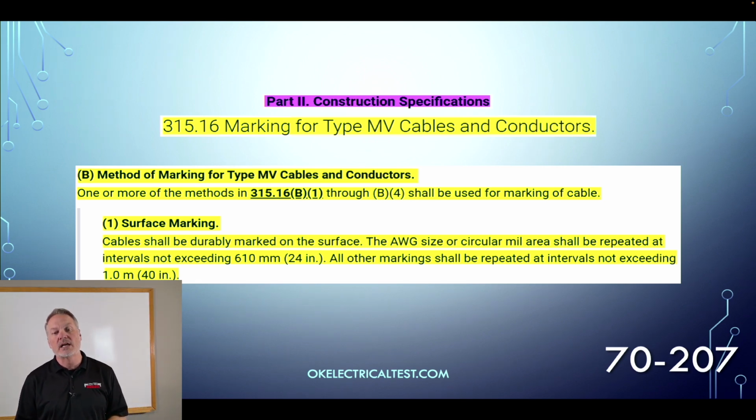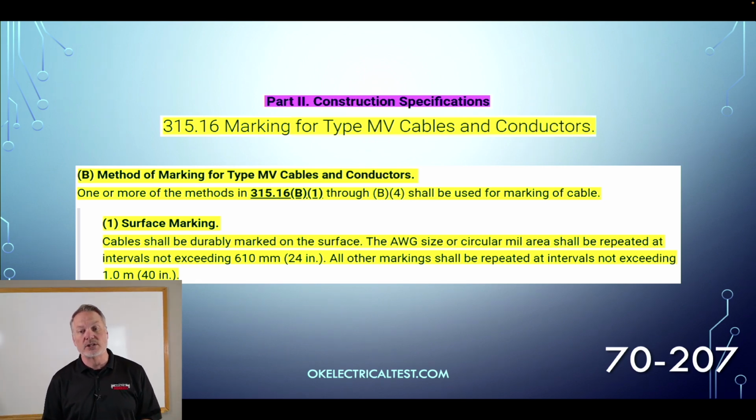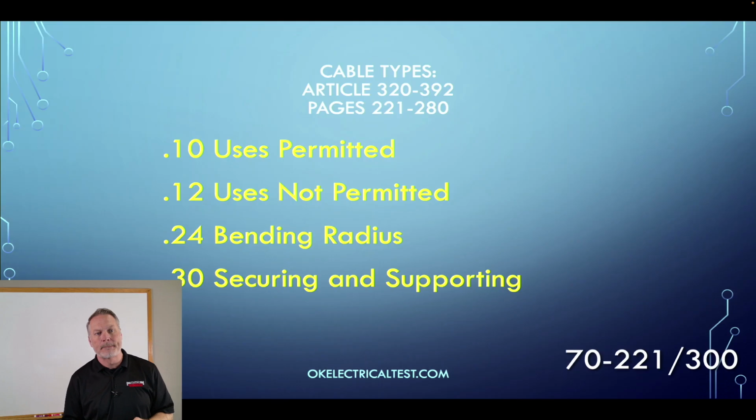The American wire gauge size or circular mill area shall be repeated at intervals not exceeding 24 inches. All other markings shall be repeated at intervals not exceeding 40 inches. So our American wire gauge sizing or our circular mill area needs to be every 24 inches, and then all other markings need to be every 40 inches.